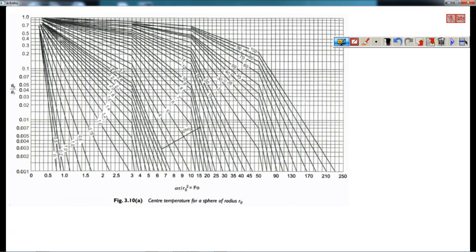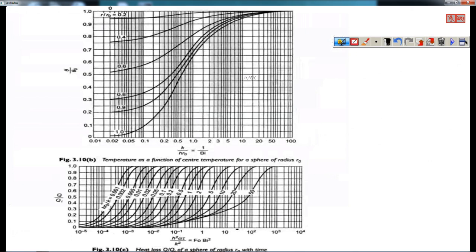Once you know this, you can find another one, the temperature as a function of position for a sphere. You can find it from these equations. Theta by theta 0 at any position can be found from the Biot number and r by r0, similar to x by L that we discussed. This is the position ratio, r by r0. From that you can find the temperature at any position.